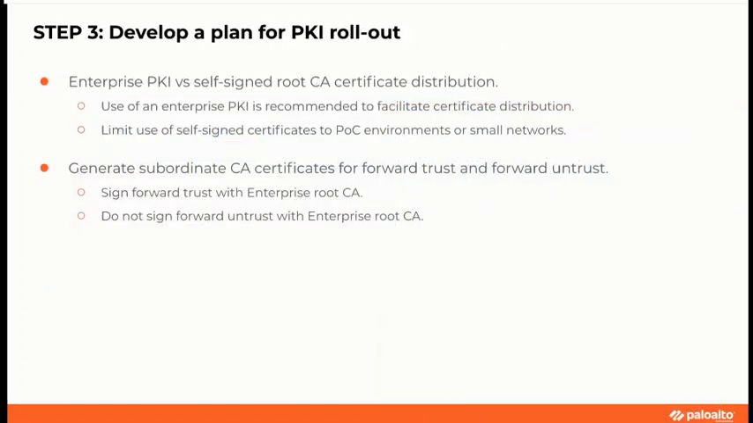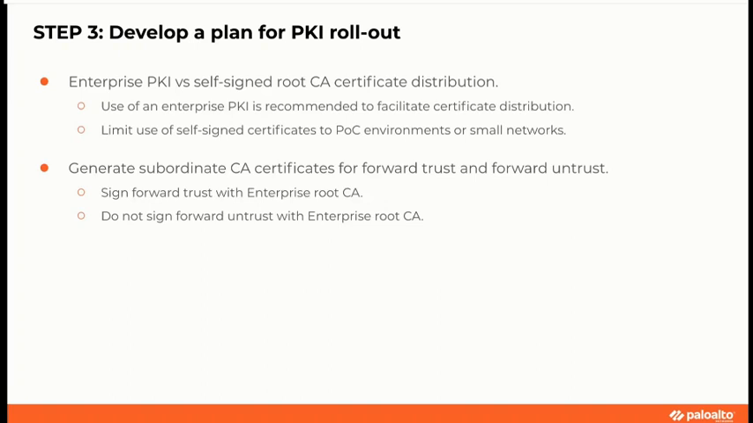Develop a plan for rolling out your PKI infrastructure. If you have an existing PKI, generate the SSL forward trust CA certificate from your enterprise root CA as a subordinate certificate. This makes the deployment easier because the network devices already trust the enterprise root CA, and you won't run into certificate issues.